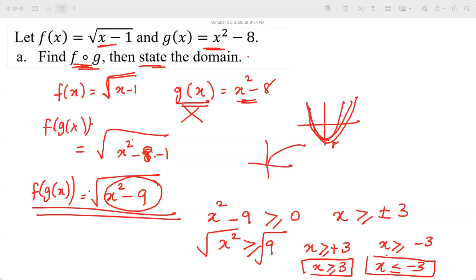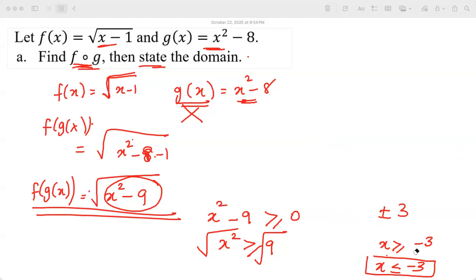I thought it was x is greater than or equal to both. Yeah, x is greater than or equal to plus or minus 3. So you can split it out as x is greater than or equal to plus 3 and x is greater than or equal to minus 3. Okay, so here the way you have to take it is, when you take the square root, right? Okay, let me show you better.